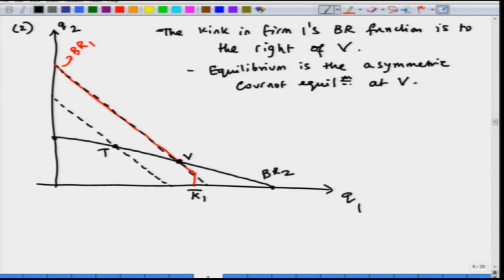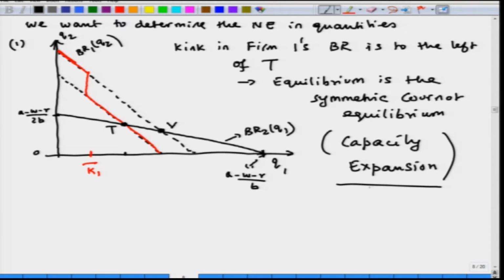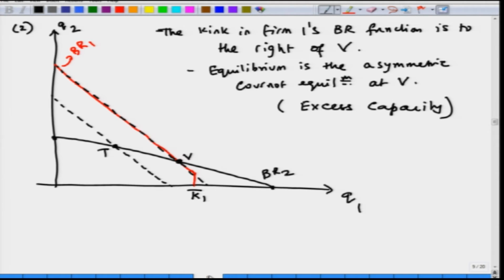So, the equilibrium is the asymmetric Cournot equilibrium at V, but now notice that firm 1 in stage 1 has built a lot more capacity than the output that it is producing in stage 2. So, there is excess capacity. So, this corresponds to a case of excess capacity, right. Whereas, in the previous case there was capacity expansion, right. I had built a capacity K1 bar in stage 1, but I ended up producing a larger output, Q1T, whatever was the Cournot output, that required me to expand capacity in stage 2. But in the second case the capacity in stage 1 itself was enormous. So, in stage 2 the output that the firm is producing is actually going to be Q1C.